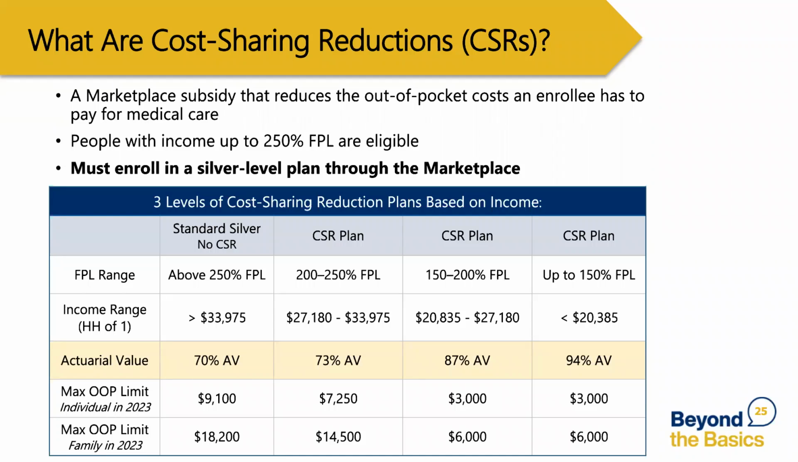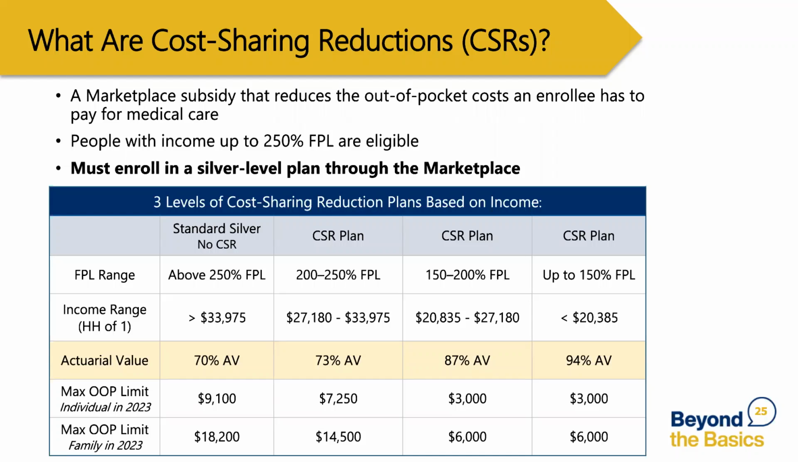Cost sharing reductions, or CSRs, are a type of marketplace subsidy that reduces the out-of-pocket costs an enrollee has to pay for medical care. People who have incomes up to 250% of the poverty line are eligible. And you must enroll in a silver plan through the marketplace in order to access this help.